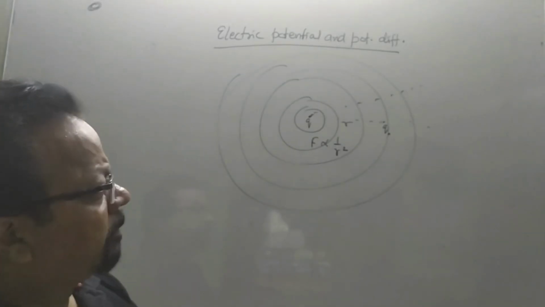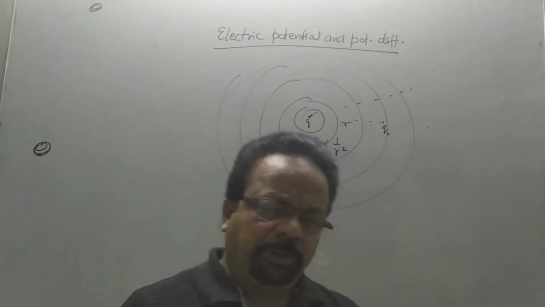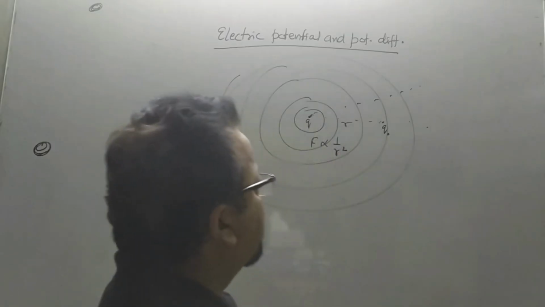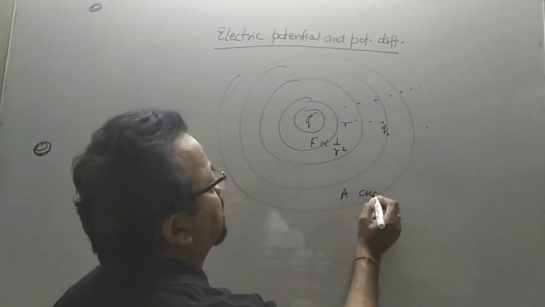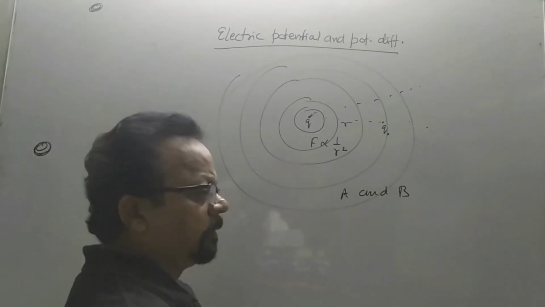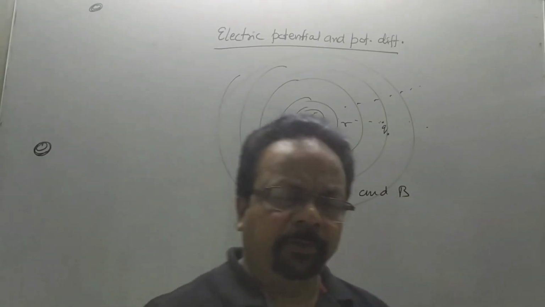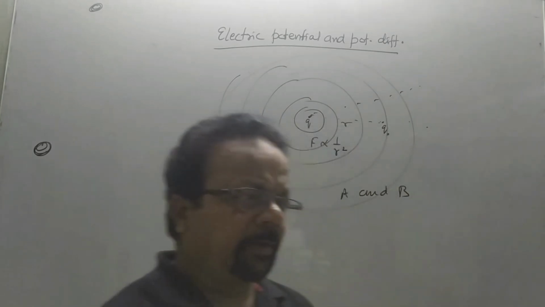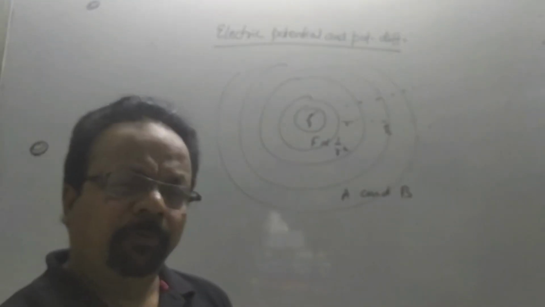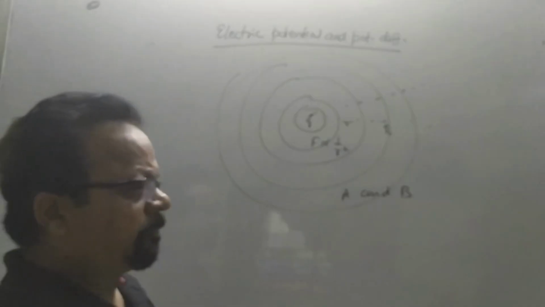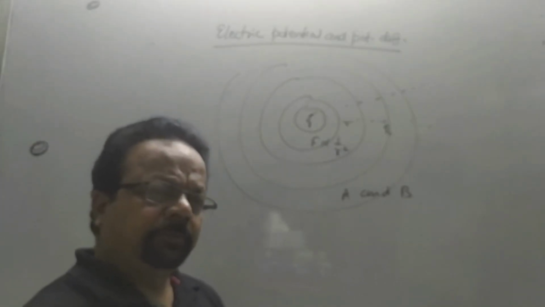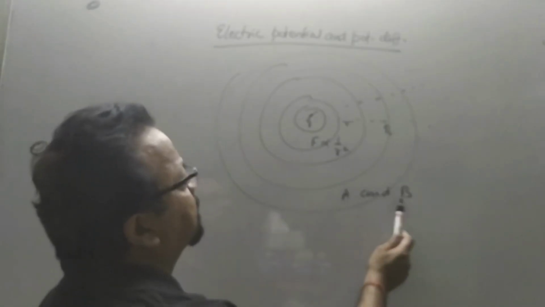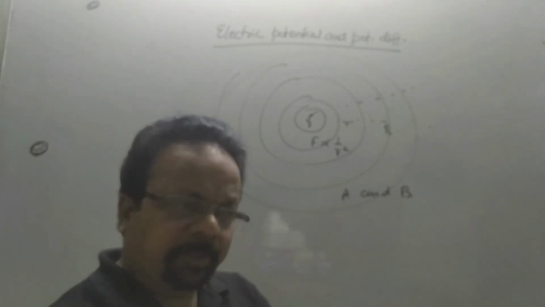So, mathematically, potential difference between 2 points, say A and B, in electric field is defined as work done in moving unit positive charge between these points against the electric field.